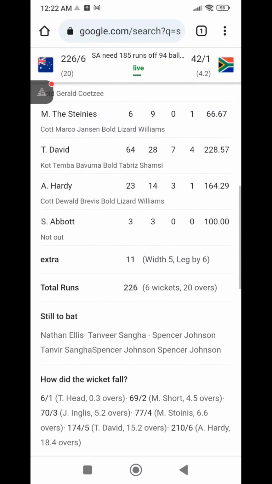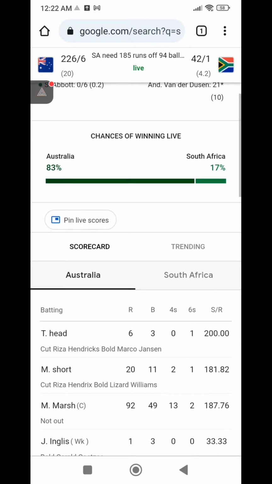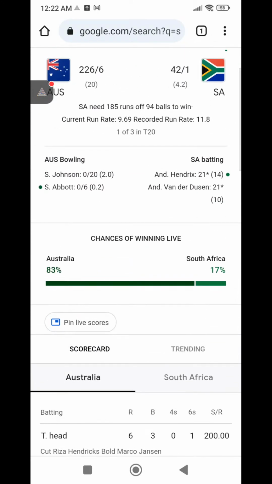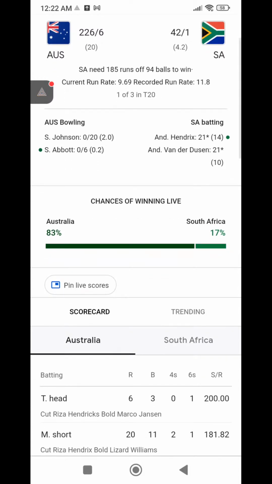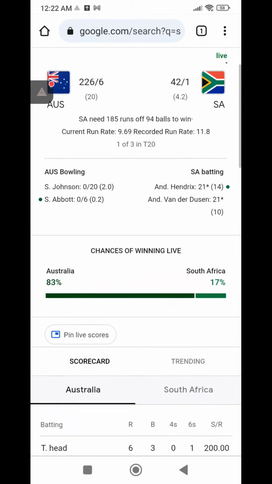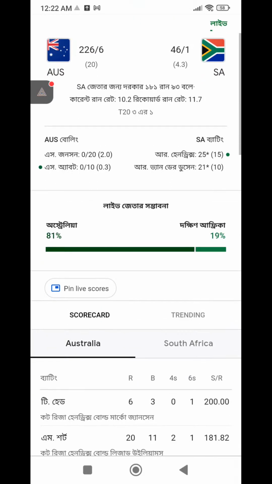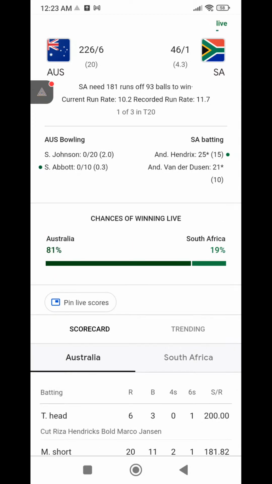So South Africa now 42 for the loss of 1 wicket in 4.2 overs. 226 is the total of Australia in 20 overs. In reply, South Africa 46 for the loss of 1 wicket.